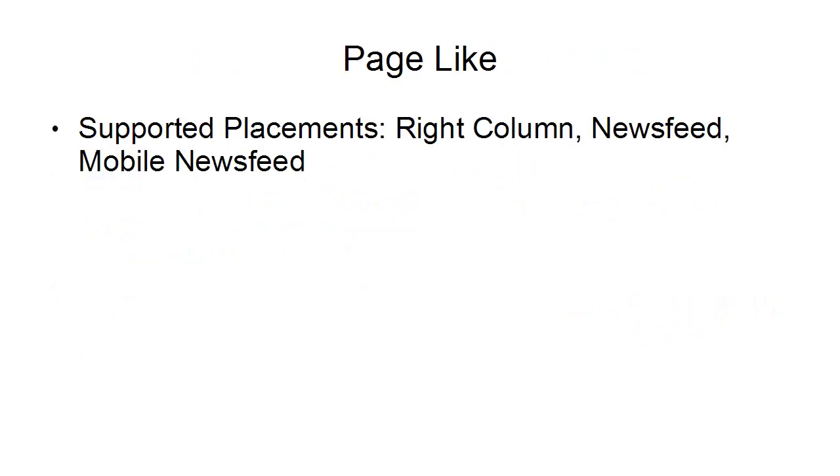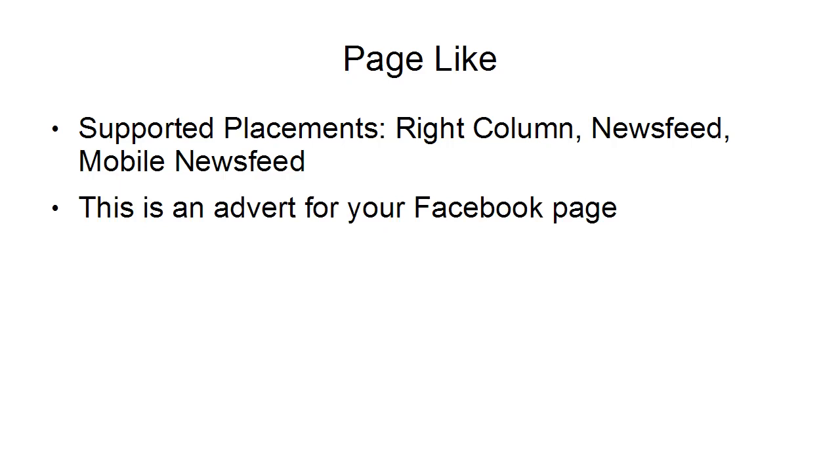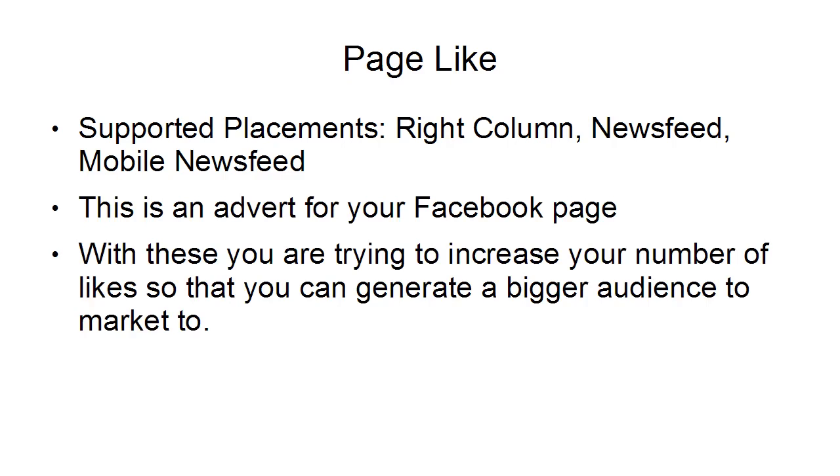Then there's page like. And the supported placements are the right column, the news feed, and the mobile news feed. And this is basically an advert for your Facebook page. And with these, what you're trying to do is increase the number of likes so that you can generate a bigger audience to market to. And this is really part of a long-term strategy. You're probably not going to make any direct sales from this sort of thing, but you are going to get more people to like your page, you're going to get more fans, and you're going to grow your audience slowly over time. So it's something to plan for the long term.